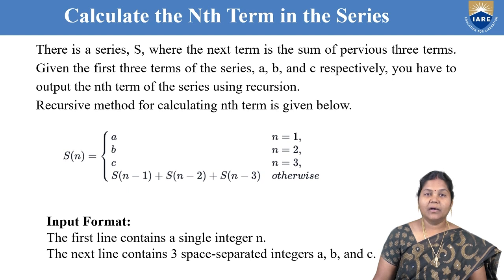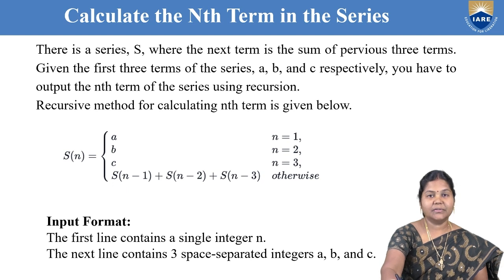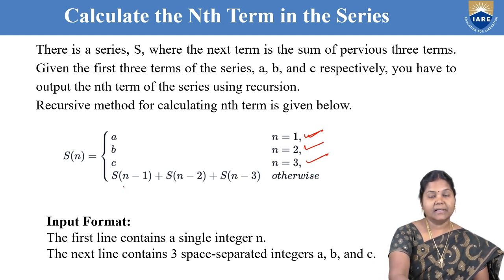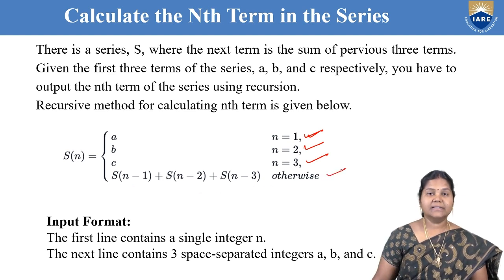That is the reason when the process is common for a problem, we can solve that problem using recursive concepts. You can see in this example, suppose the first three terms are given as A, B and C. When n is equal to 1, it is A. For two terms, it is A, B, and for three terms, it is A, B, and C. But if you want to compute the nth term, it is computed as S of n minus 1 plus S of n minus 2 plus S of n minus 3. This is the formula for computing the nth term in the series.